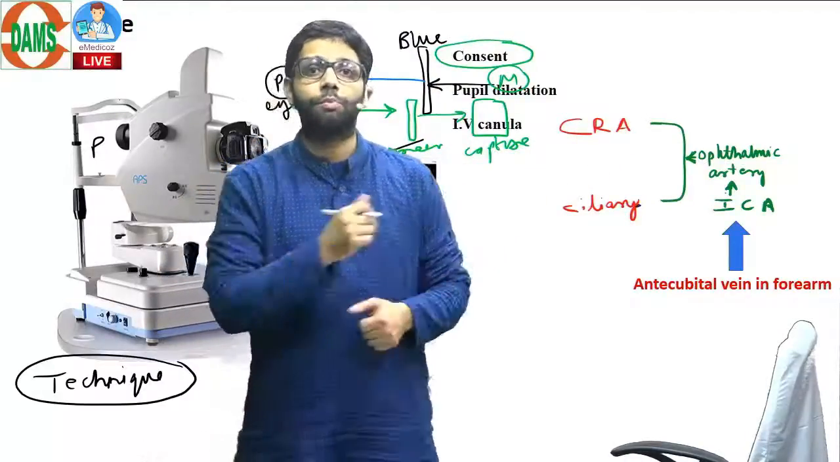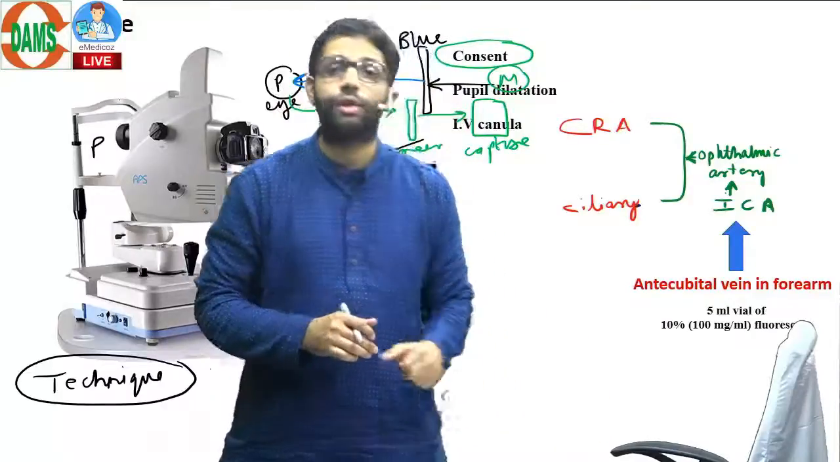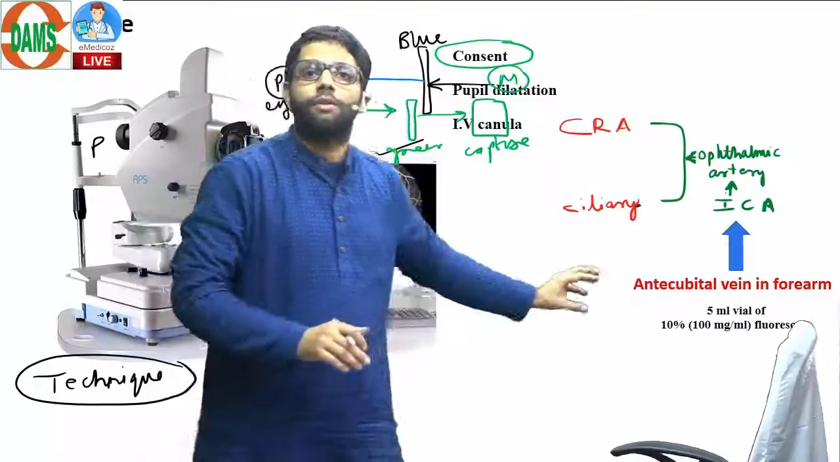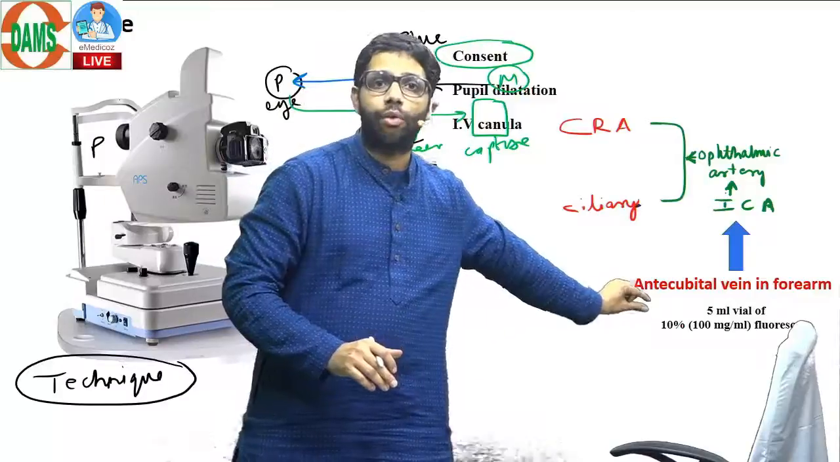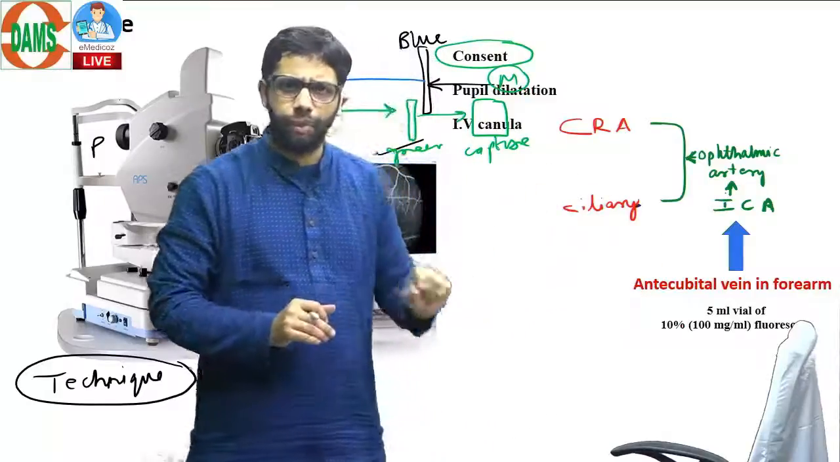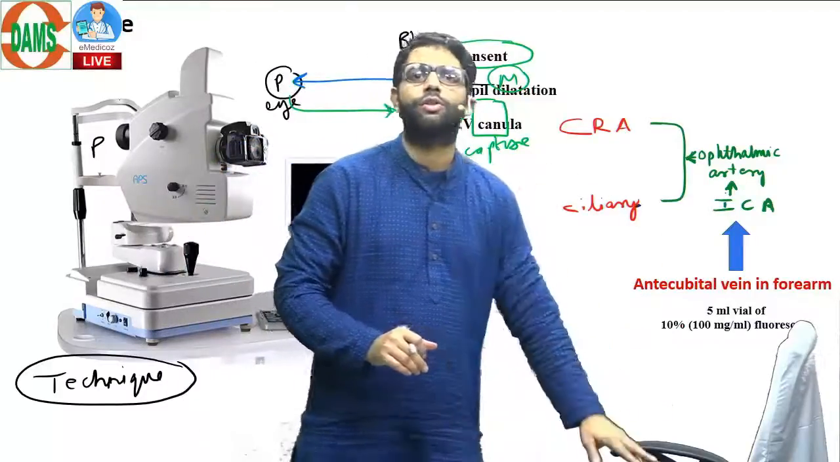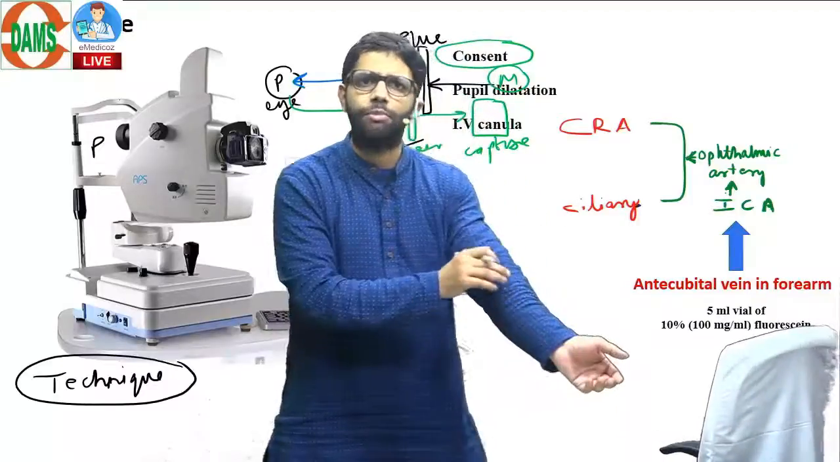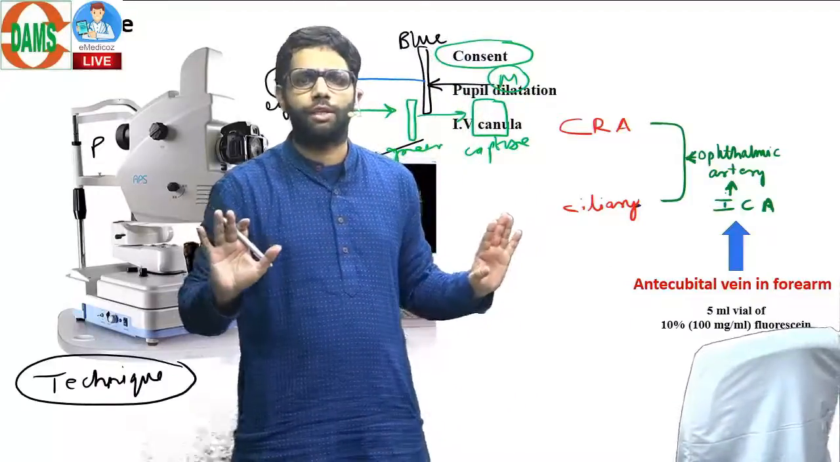And how much fluorescein do we put? That is also an important question. You can write down over here in your theory exam. There is a 5 milliliter vial which contains 10% sodium fluorescein. That is the standard amount that we put.